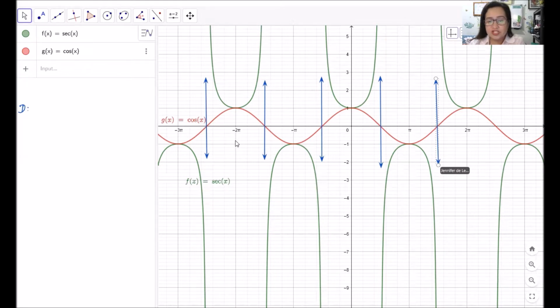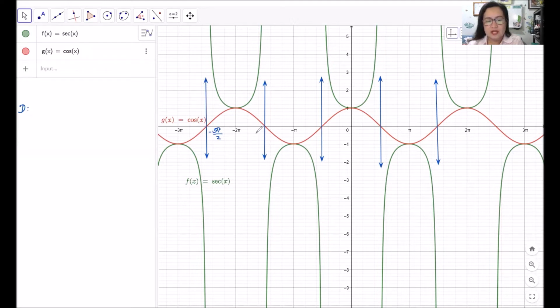If you also notice, this point is also the x-intercept of the cosine function. Getting the coordinates of these, we will have midway of -2 pi and -3 pi. That will be negative 2.5 pi, or -5 pi halves.